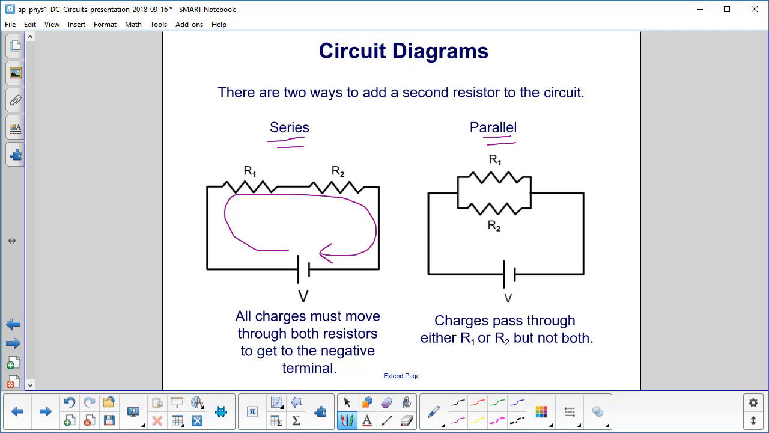In parallel, the charges have a choice. Well, they don't really. They go where they're told by the voltage and resistance, but they can go either way. They can either go through the top or the bottom, not both, only one path. All the charges join up here again, and they go back to the negative terminal of the battery.